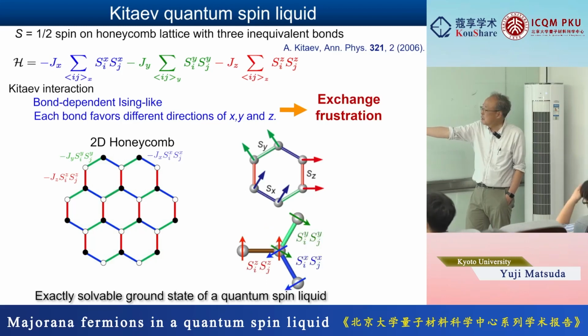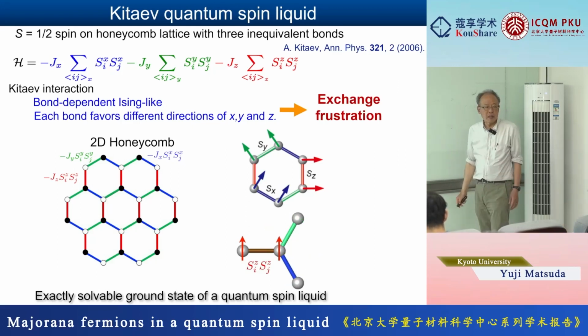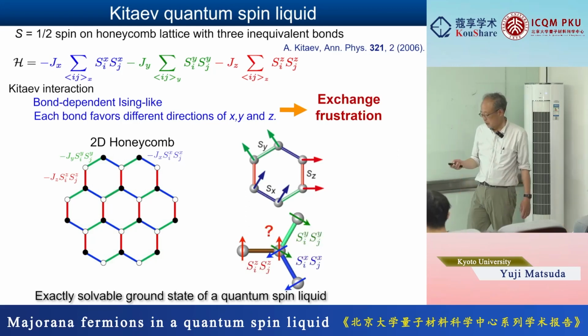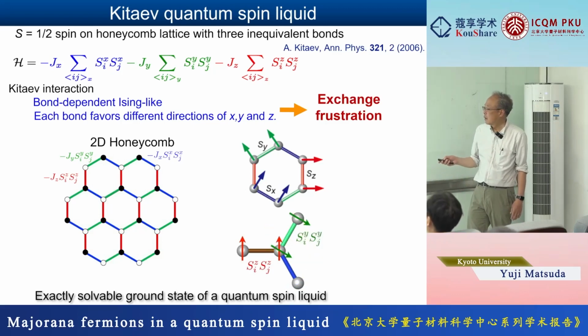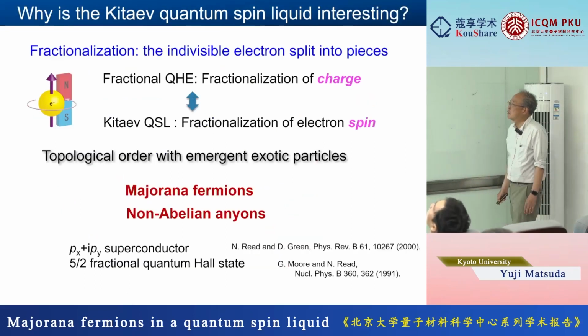Because of this exchange frustration, the system cannot show ordering down to T equals 0. But this is a Kitaev spin liquid. So the Kitaev model, okay. Okay, why is a Kitaev quantum spin liquid interesting?